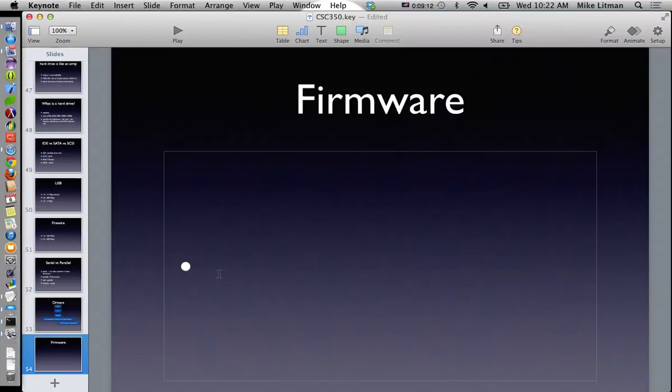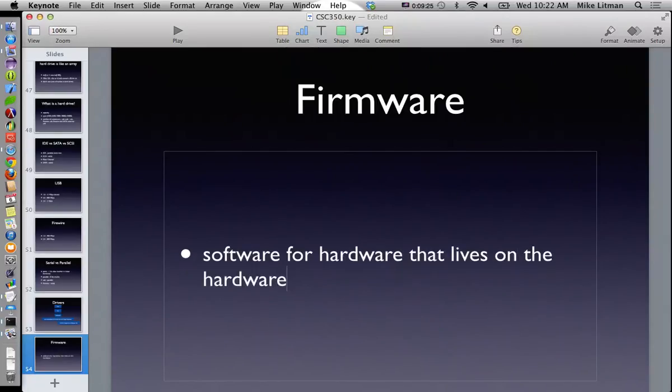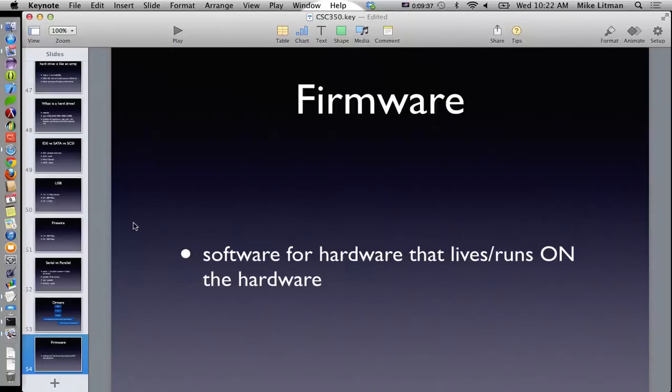I'm going to give you a brief definition of firmware for right now, then we'll put it in my picture in a second. Software for hardware that lives/runs on the hardware. And I'll capitalize on, because it's important, not just because I always capitalize on. It's a policy.